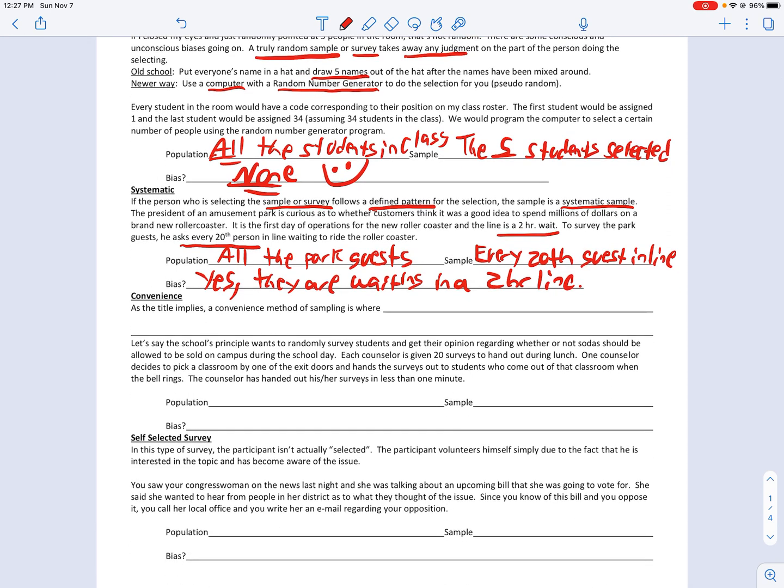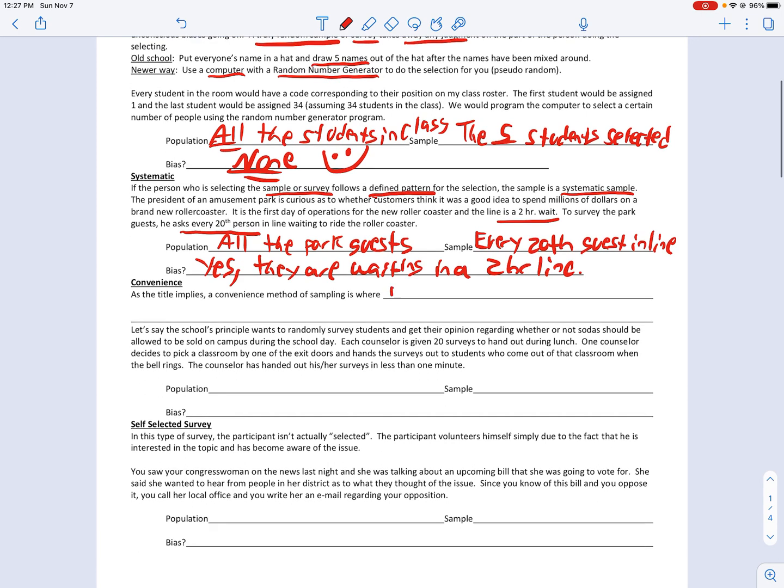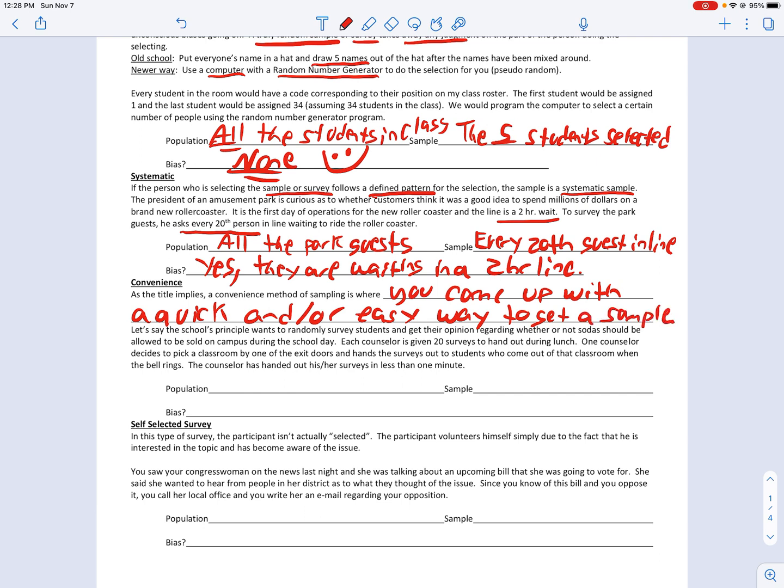All right, convenience. As the title implies, the convenience method of sampling is where you come up with a quick and/or easy way to get a sample. What's the easiest way for me to get the data I need?